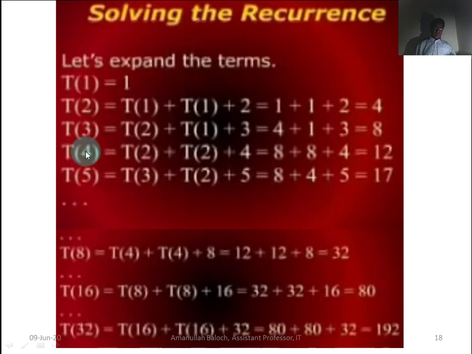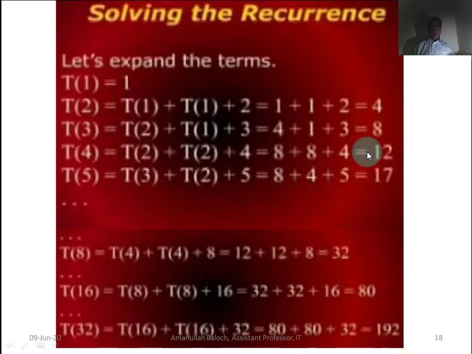It will divide the 4 element array into 2 element arrays, T of 2 and T of 2. Each 2 element array will again take its own time, and we will add this n value with the recurrence results. What is the value of T of 2? We have already calculated T of 2, 2 elements take 4 seconds, and these 2 elements will also take 4 seconds. 4 plus 4 plus the value of n, which is also 4. There is 4 and there is 4 and there is 4, not 8. That was a mistake. We will put 4 here. 4 plus 4 plus 4 is equal to 12.